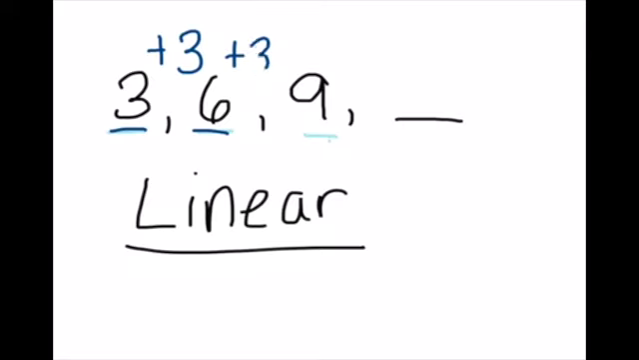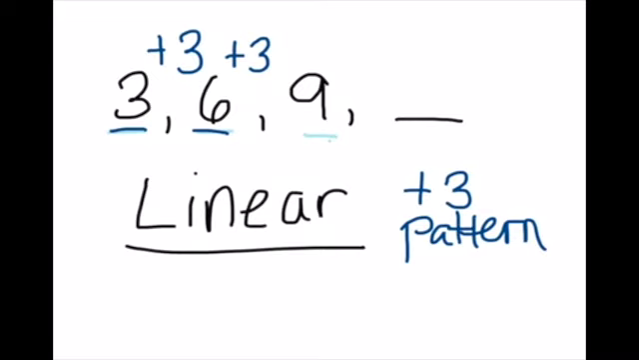6 plus 3. Well, what is 6 plus 3? 9. So that does work. Our pattern is a plus 3 or add 3 pattern. So we need to just look at our 9 and add 3 and find out what was missing. 9 plus 3, which is 12. So 12 is our missing number in our pattern.